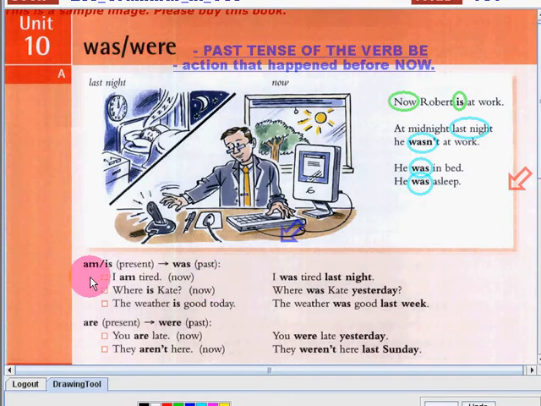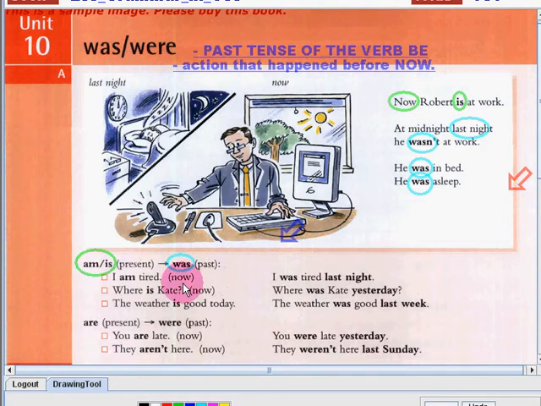Now, let's talk about am, is, and was first. We all know that am and is are in the present tense, and the past form of these verbs is was. Now, let's have some examples. First one, I am tired. We have the pronoun I, so we should use the verb am. And of course, because of this verb, we know that this action is now. So it's in the present tense.